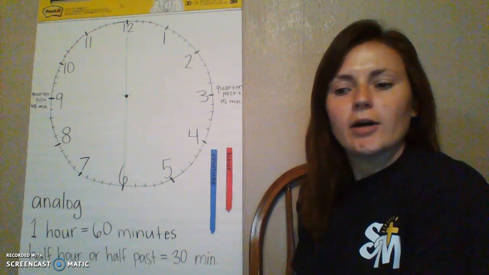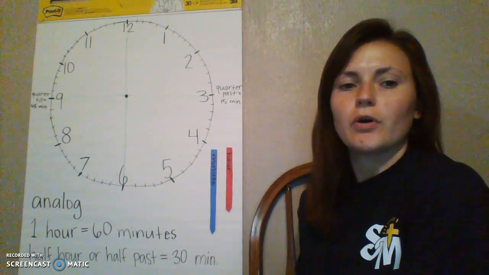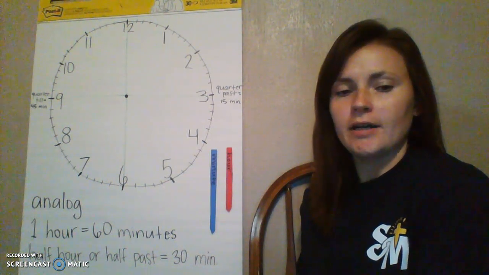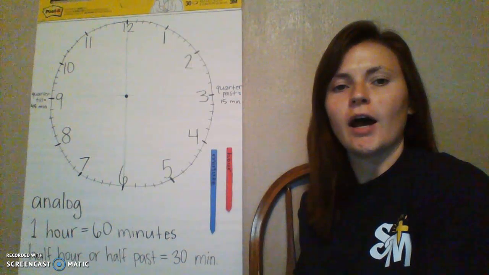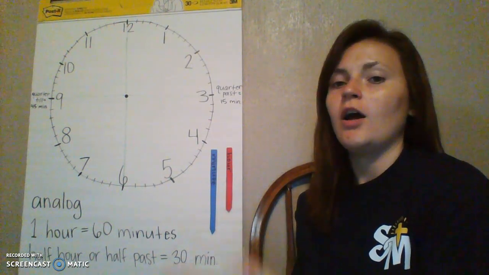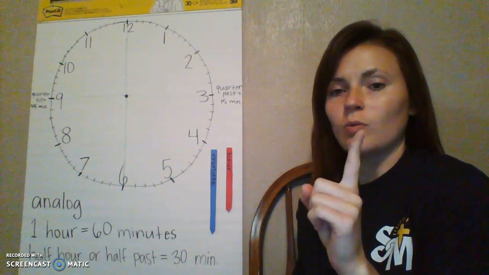Okay, now we're going to talk about telling time to the quarter hour. So when we think of quarters, we think of money, right? And we learned this year that 4 quarters equals $1. Okay, so it's similar with a clock. 4 quarters equals 1 hour.